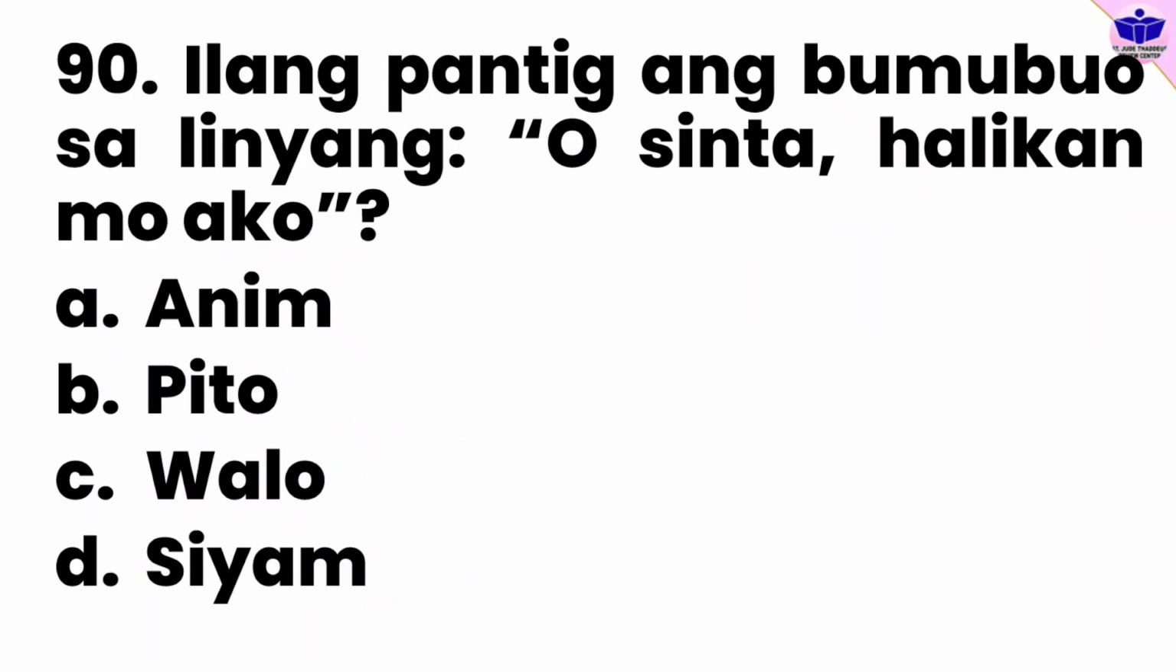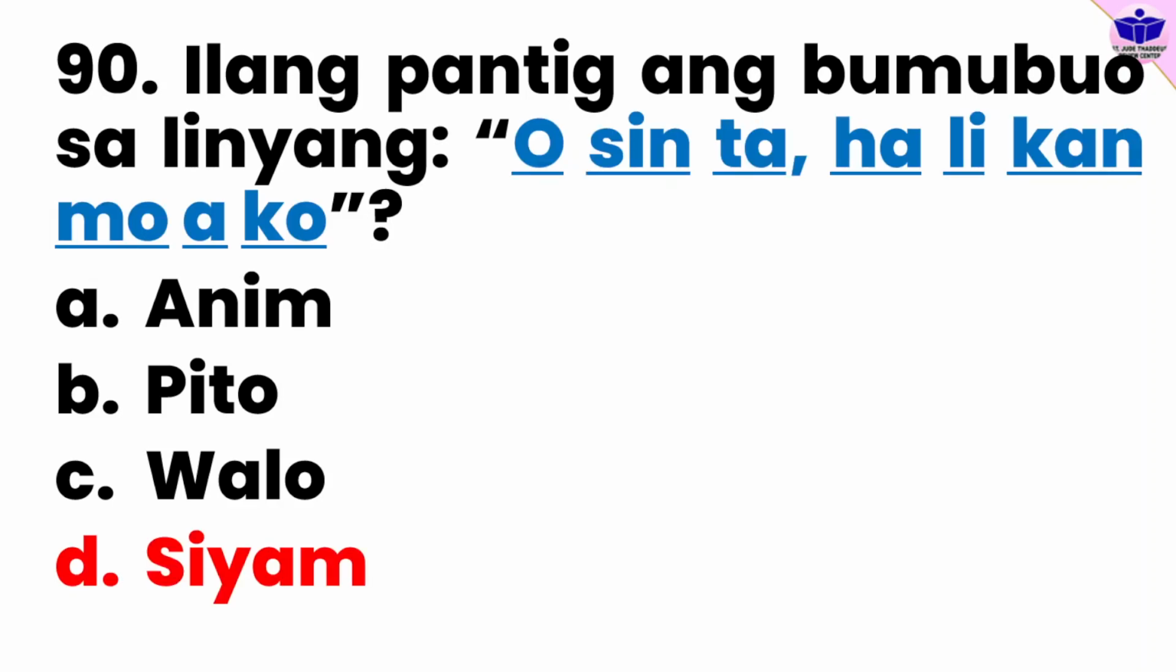Number 90. Ilang pantig ang bumubuo sa linyang "O sinta, halikan mo ako"? A. 6, B. 7, C. 8, o D. 9. So, ilang pantig yan lahat? Ang sagot ay yes, letter D, 9. So, bibilangin lang natin ang pantig o syllable. "O, sinta," that's tatlo na. "Halikan," another 3. "Mo ako," another 3. So, tatlong 3 ay 9.